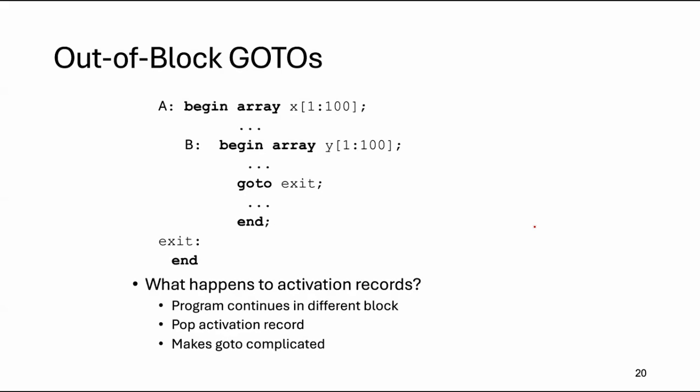Now, since we said that Algol allowed go-tos, that might cause an issue with the blocks that we have. We have begin and end, so you might actually end up having out-of-block go-tos. And what do I mean by that?